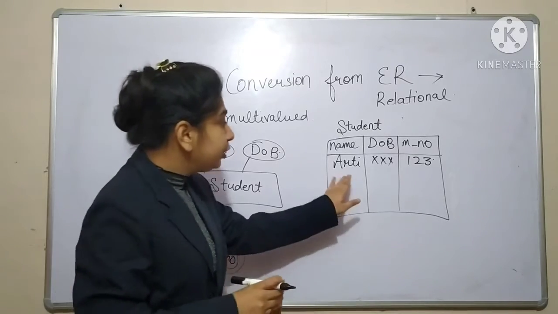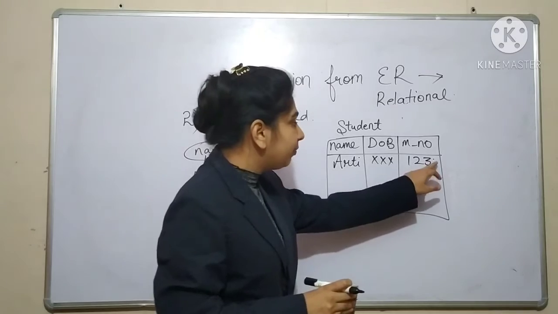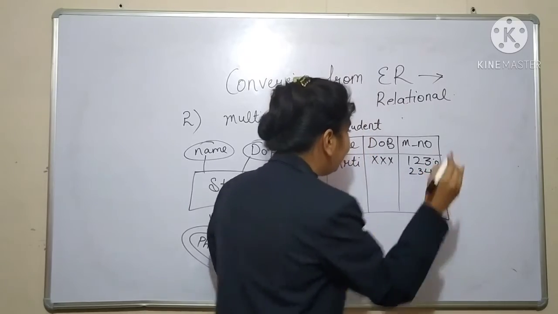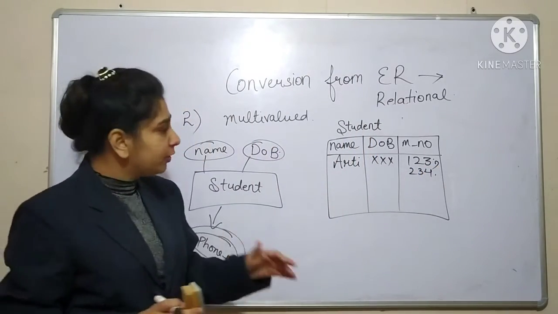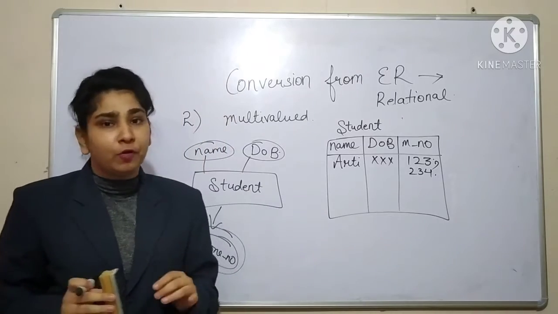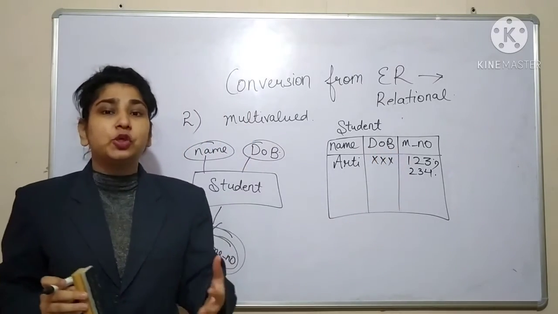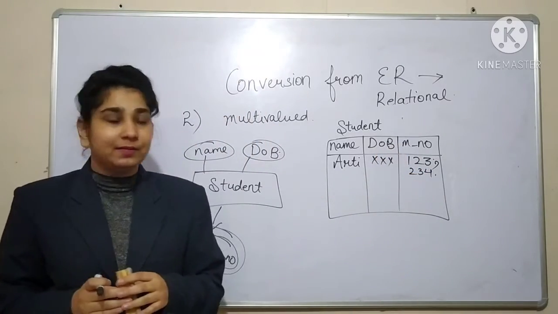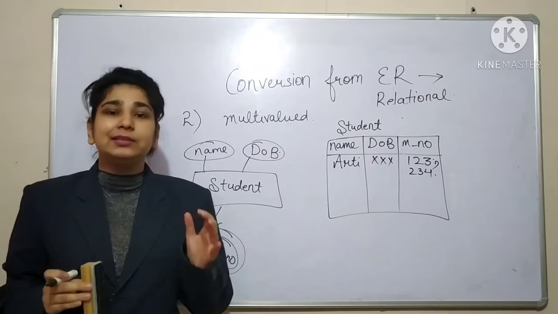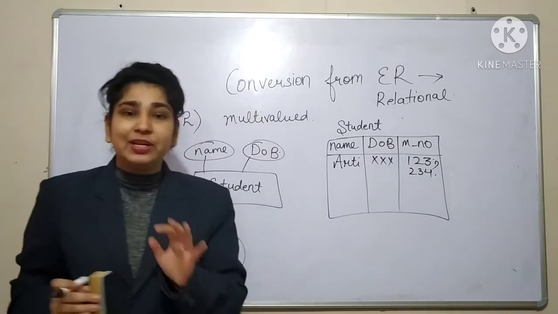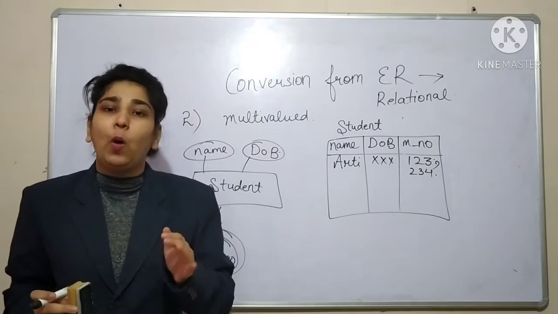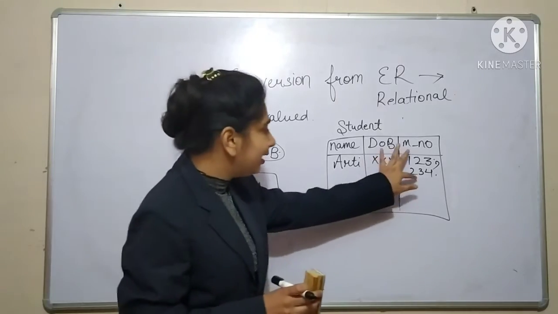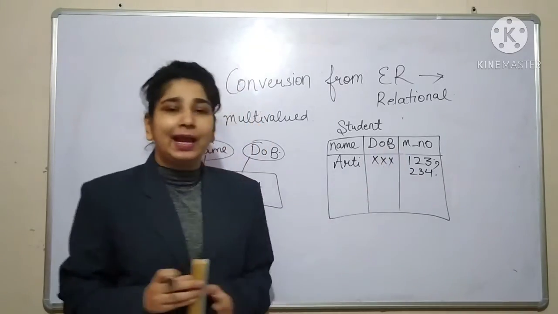In a table, you can't keep two phone numbers in the same cell like 2, 3, 4. Okay. Let's suppose Aarti has two phone numbers, 1, 2, 3 and 2, 3, 4. You can't store values in any cell using commas. There is no rule given in the database that each and every cell should have only one value. You can't define more than one value in a single cell. So you can't write like this.